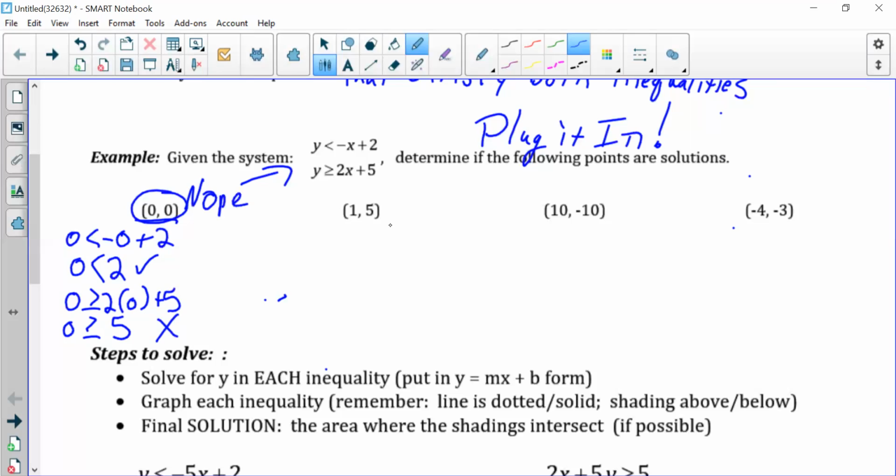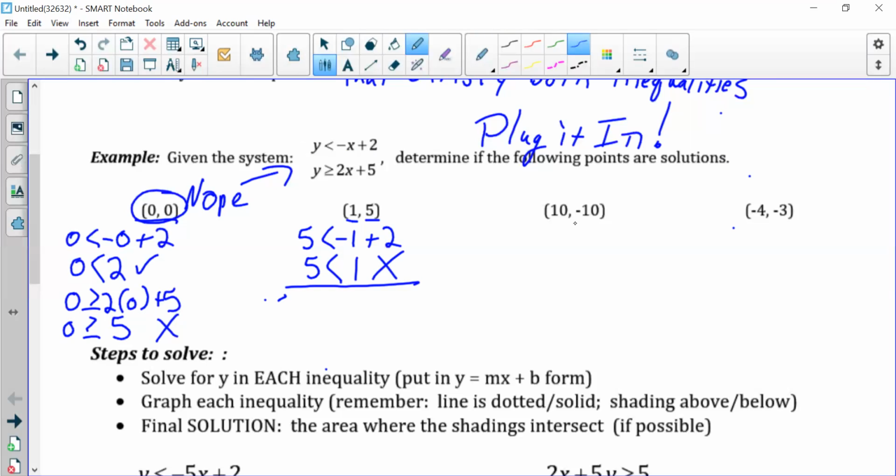All right, let's do the next one, 1, 5. We're going to plug in 1 everywhere we see x and 5 everywhere we see y. Doing the first one, 5 is less than negative 1 plus 2, which is positive 1. 5 is less than 1? No. We don't even need to do the second one. You can if you want to be thorough, but if this was not a solution to the very first inequality in our system, it doesn't matter if it's a solution to the second one.